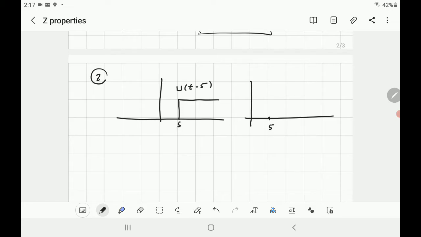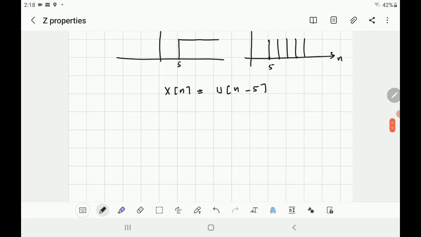Come at 5 and just start to write your symbol. Height is 1, and that's n, and that's x of n. So the function now x of n, or the sequence, is equal to u of n minus 5. Well, how can you find the z-transform of this one?